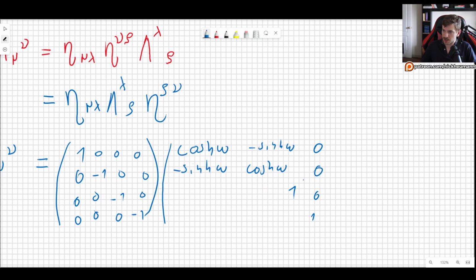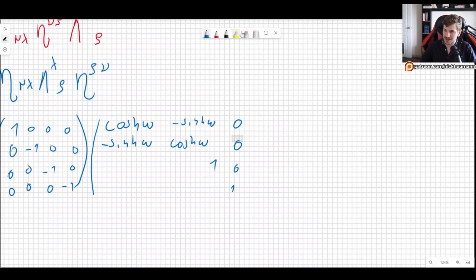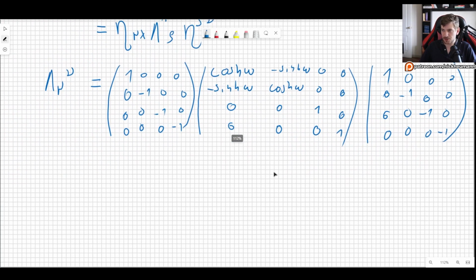I think I'm missing something. I skipped a column, so that's why I'm running into trouble. So this is 0, 0, 0, 0, 0, 1, 0, 0, 0, 0, 0, 1. There we go. And finally, another metric: 1, 0, 0, 0, 0, 0, minus 1, 0, 0, 0, minus 1, 0, minus 1, 0, 0, 0. Okay, so now let's multiply through.